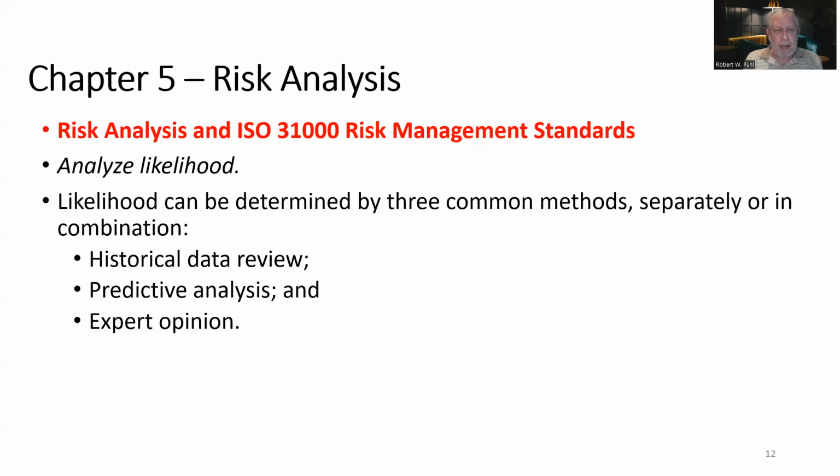Analyze likelihood. Likelihood can be determined by three common methods, separately or in combination. Historical data review. Again, why don't they just say what they mean here? Historical data review is usually, where do you get your historical data? OSHA logs, workers' compensation records. I look at them both, even though they're very similar. They're almost identical most of the time, but you might get a little more depth from one than the other. So look at both of those.